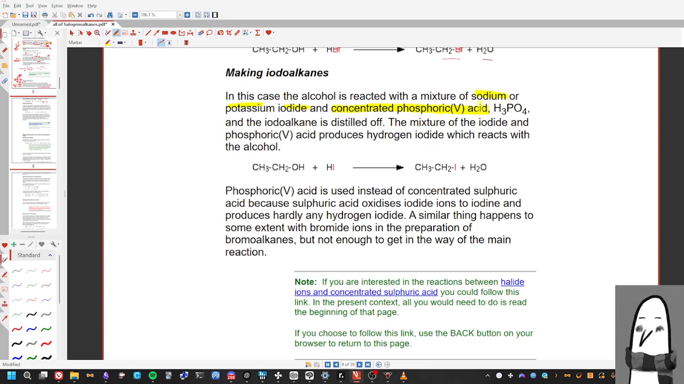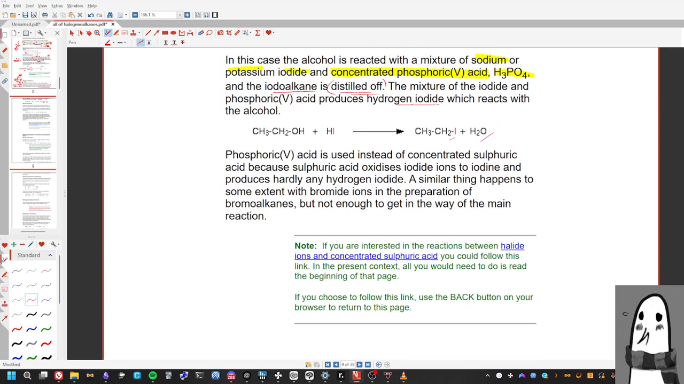It was going to be your sulfuric. Now we're talking about concentrated phosphoric, H3PO4, which produces that hydrogen iodide, which then reacts with the alcohol to form iodoalkane. Distilling it off, that's part of the practical, but you need to distill it off. And so then you get H2O and this, which you need. Now phosphoric acid is used instead of concentrated sulfuric acid.